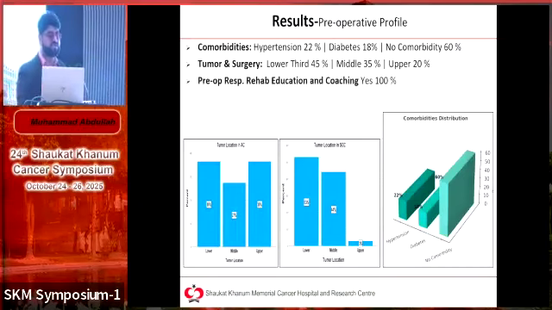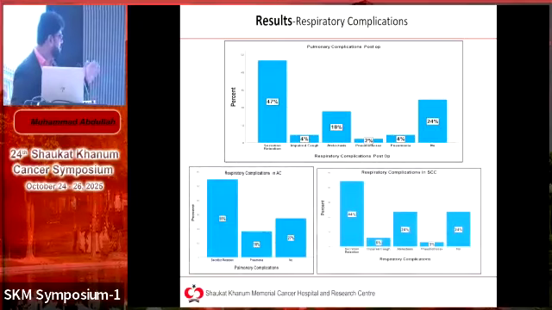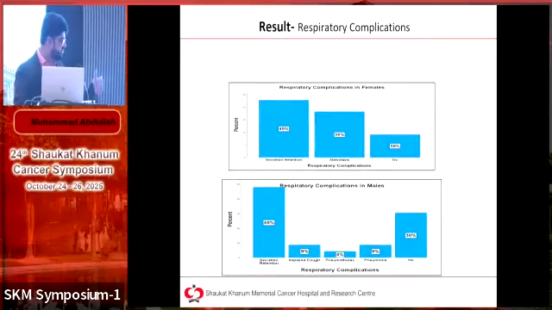For preoperative respiratory rehabilitation, we coached each and every patient regarding the respiratory rehabilitation program. We noted some complications. The main problem is secretion retention, then atelectasis, and then impaired cough. These are the main reasons patients develop respiratory complications. Comparing squamous cell carcinoma and adenocarcinoma, both groups show secretion retention. Regarding gender, both male and female have secretion retention, but in the female group atelectasis is more common.